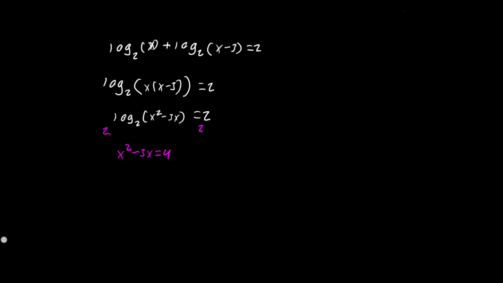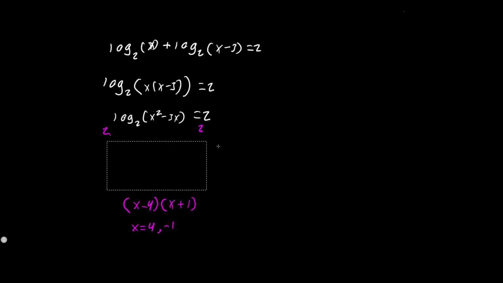And we're going to go ahead and move 4 to the left side, which is going to give us x squared minus 3x minus 4 is equal to 0. And seeing this, we can go ahead and factor this equation, where we have x minus 4 times x plus 1. And we solve for x now. We get x is equal to positive 4 and negative 1.